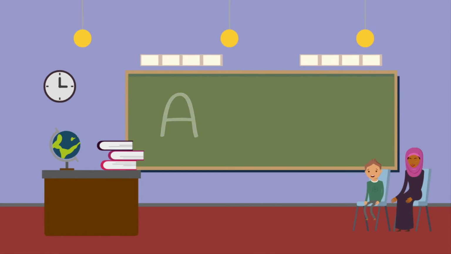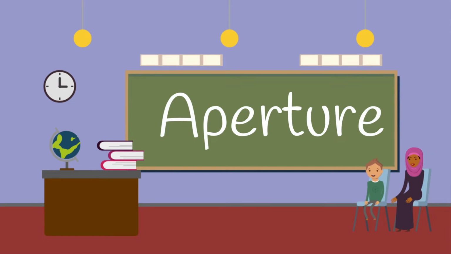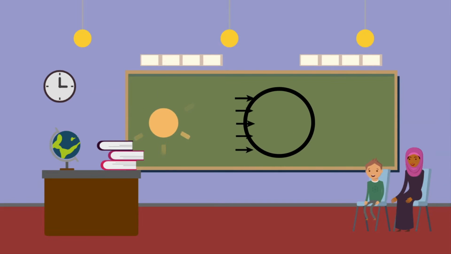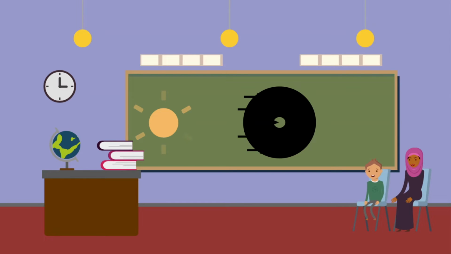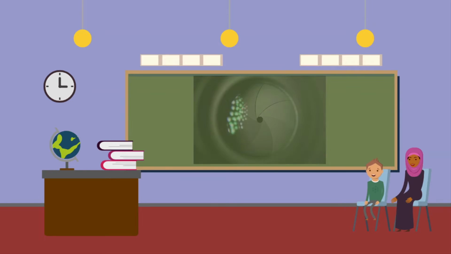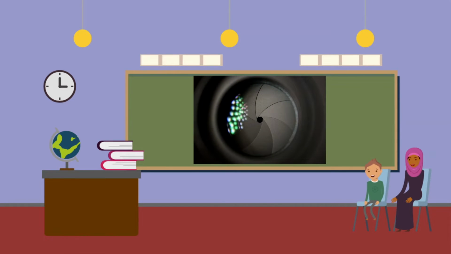Let's start with aperture. Inside the lens is an opening called the aperture, which controls the amount of light that passes through. A bigger aperture will allow more light to pass through, while a smaller one will allow less light to enter the camera. The size of the opening is controlled by small aperture blades inside the lens, which look something like this.